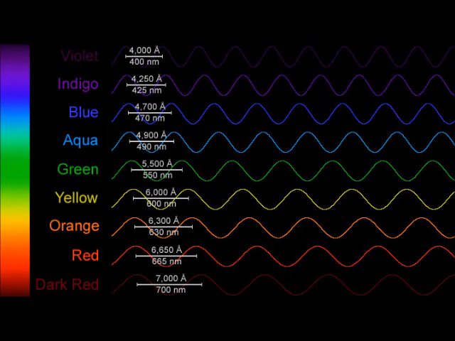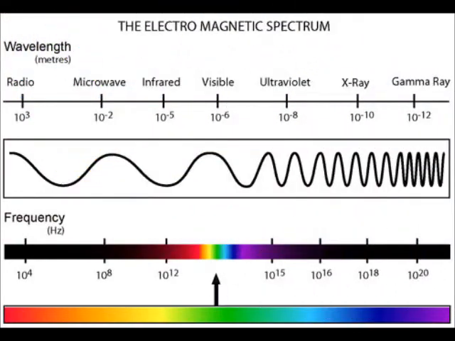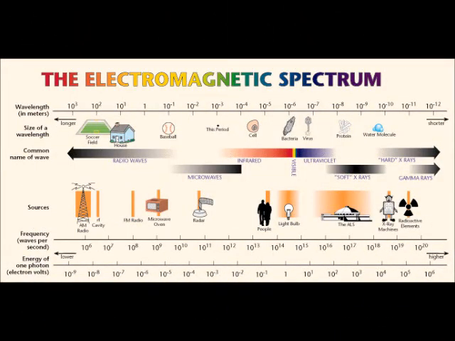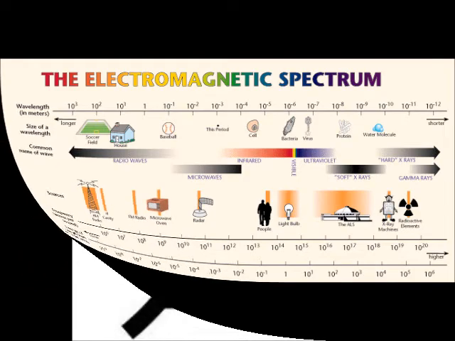Like the visible light spectrum, there is an electromagnetic spectrum, which is the range of all possible frequencies of electromagnetic radiation. Electromagnetic radiation is the transmission of energy in the form of waves that extend from the longest radio wave to the shortest gamma rays with respect to wavelength.